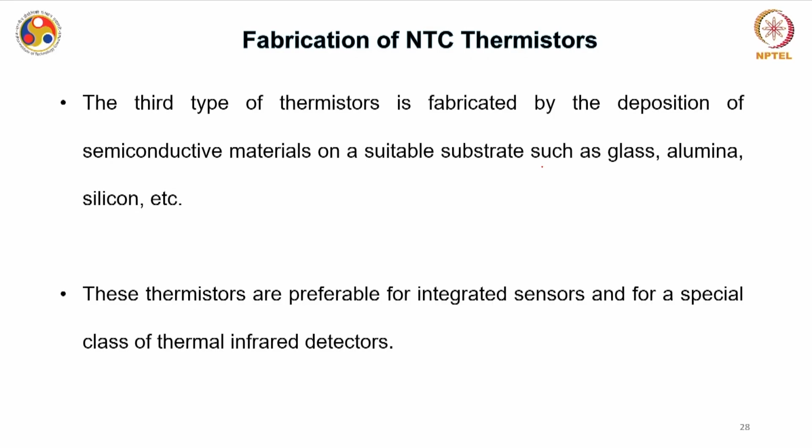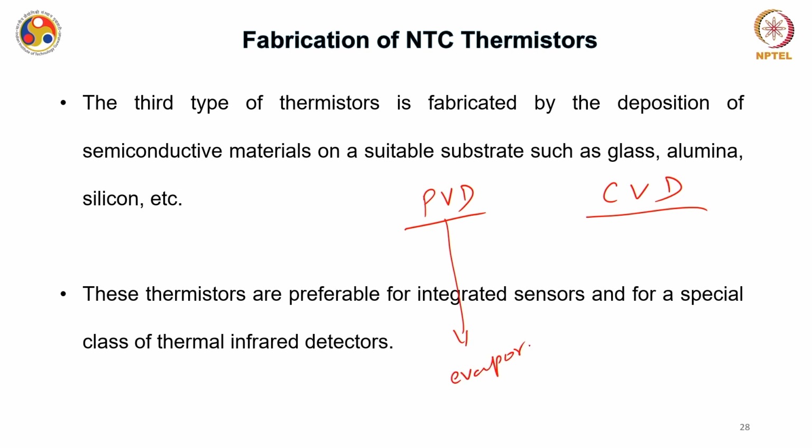The third type of thermistor is fabricated by a deposition of semiconducting materials on a suitable substrate such as glass, alumina, silicon and so on, and these depositions are mostly done by physical vapor deposition as well as chemical vapor deposition. Metal oxides can be deposited by both means. I have mentioned earlier also that you have 2 deposition techniques. You have physical vapor deposition techniques and another you have chemical vapor deposition techniques. Physical vapor deposition techniques require either evaporation. For metal oxides, E-beam, electron beam evaporation is the preferred method.